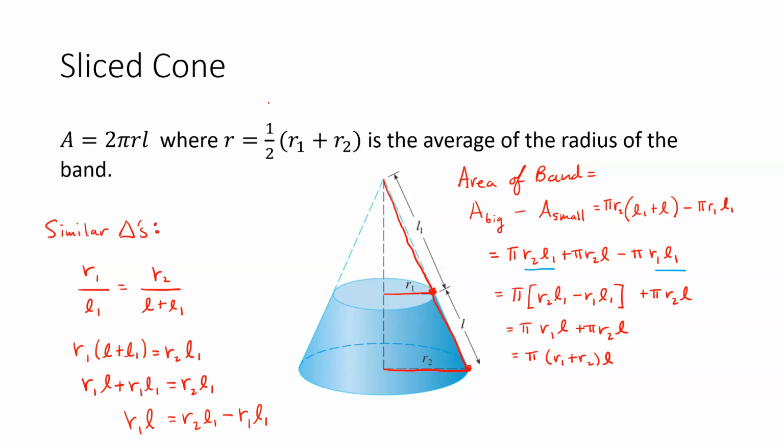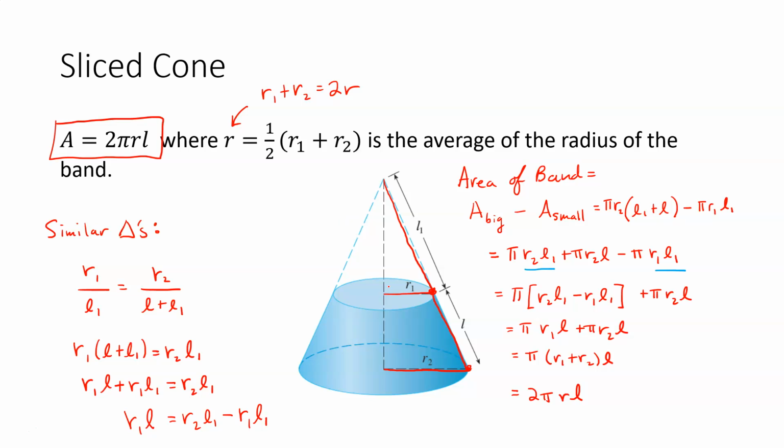And if we just do a little replacement, what we're calling R will be the average between R1 and R2. So you add them and divide by 2. Therefore R1 plus R2 will equal 2 times R. So here we get the area of our band will be pi times 2R times L. So I'll write 2 pi RL. That gives us now the formula for the area of our band.